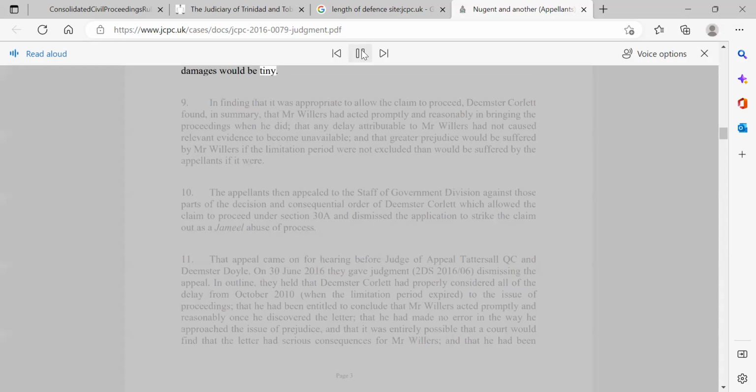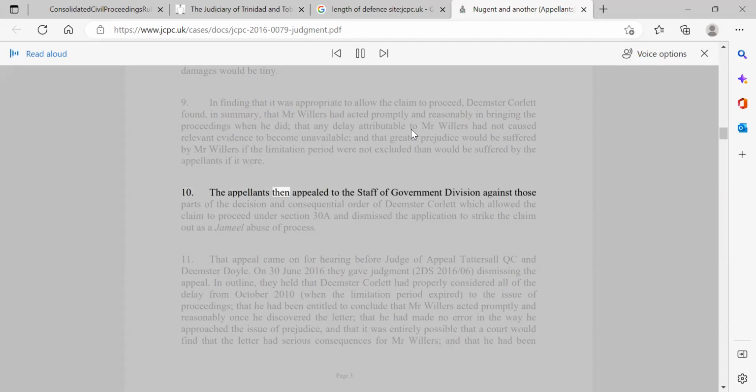Damages would be tiny. 9. In finding that it was appropriate to allow the claim to proceed, Deemster Corlett found, in summary, that Mr. Willers had acted promptly and reasonably in bringing the proceedings when he did, that any delay attributable to Mr. Willers had not caused relevant evidence to become unavailable, and that greater prejudice would be suffered by Mr. Willers if the limitation period were not excluded than would be suffered by the appellants if it were.